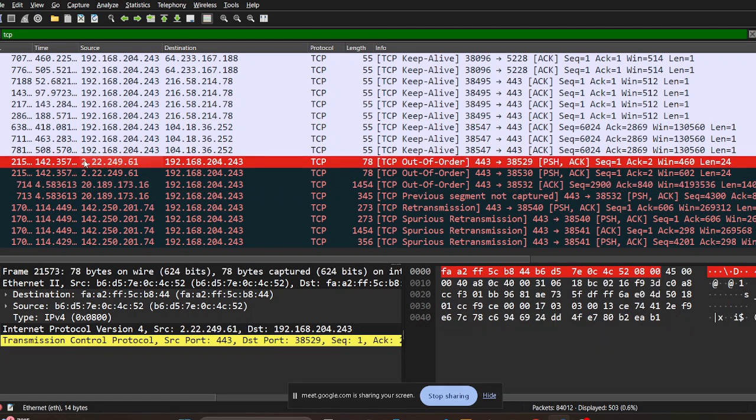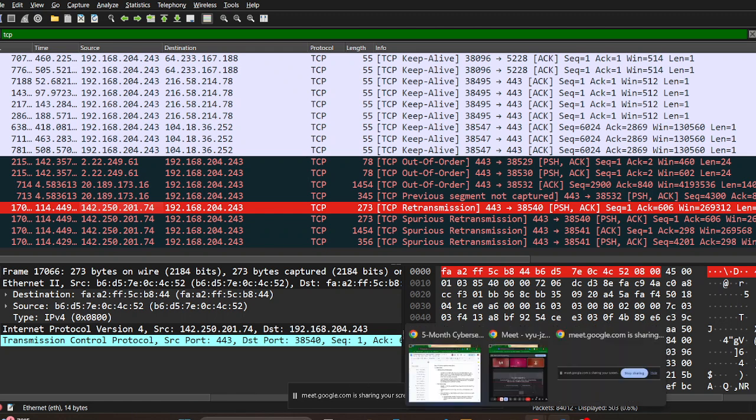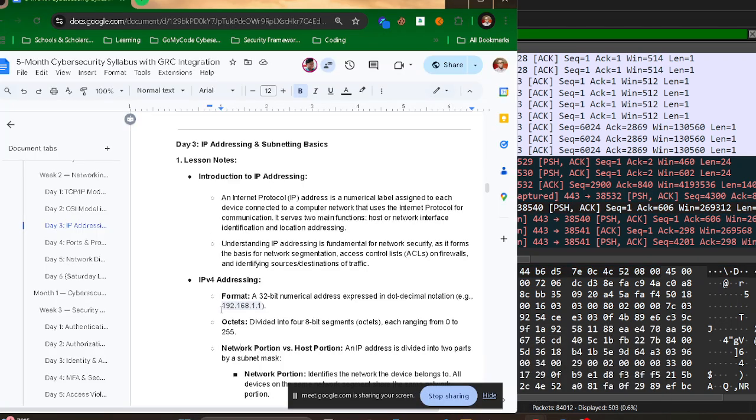You can see another one here. It's starting from 2.22.249.61. So the number ranges from 0 to 255. You can see this one too, starting from 142. So each of these numbers can range from 0 to 255, right? Each octet can range from 0 to 255.